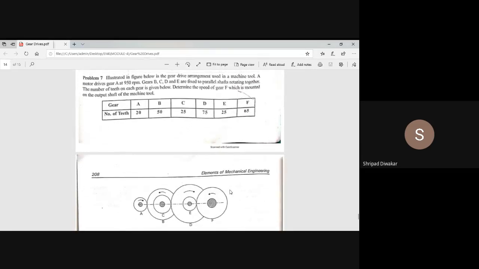The last problem I'll discuss is once again related to the compound gear train. So see the values properly.